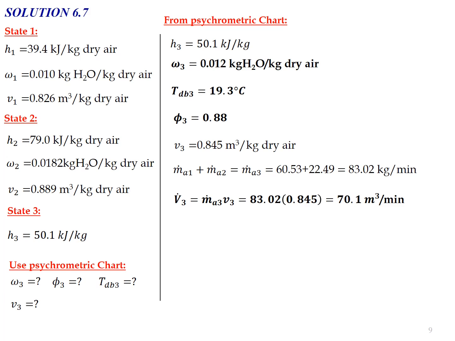We know that the equation for volume flow rate, V3 dot, will be equal to MA3 dot multiplied by the specific volume for state number 3. So substituting all the values, we'll get volume flow rate V3 dot equal to 70.1 meter cubic per minute.